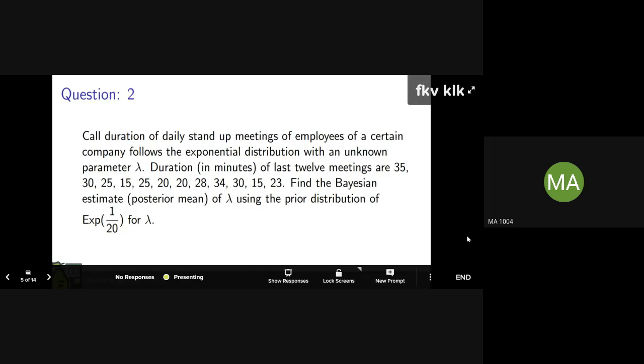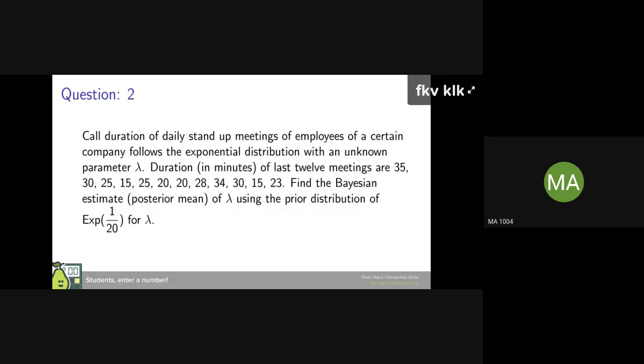All right, so here it says: the call duration of daily stand up meetings of employees of a certain company follows the exponential distribution with an unknown parameter lambda. Now, the durations of the last 12 meetings are given to you. Find the Bayesian estimate, or the posterior mean, of lambda using the prior distribution exponential 1 by 20 for lambda.